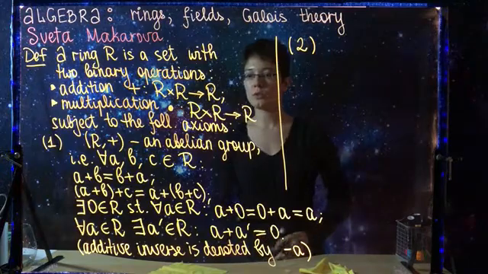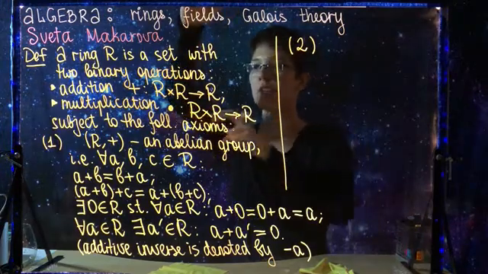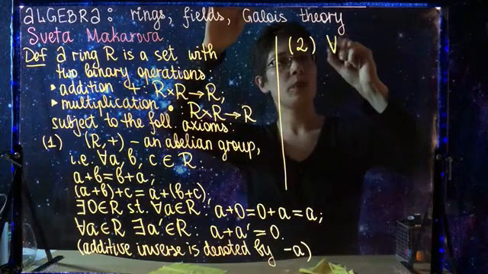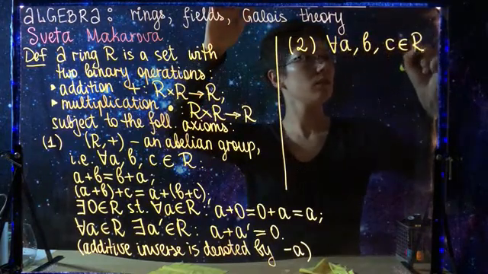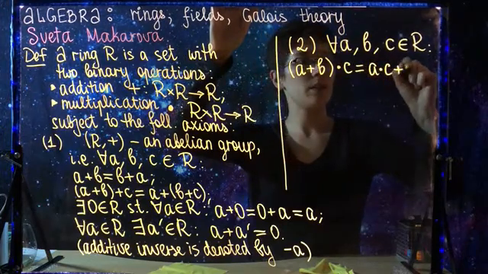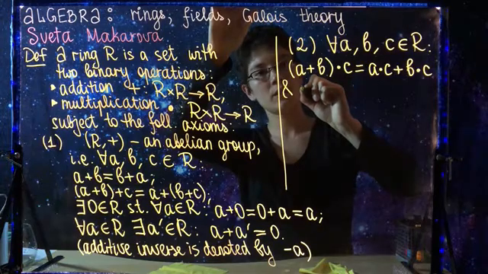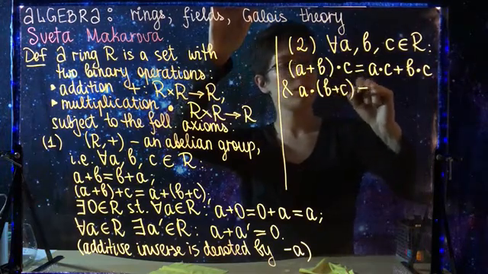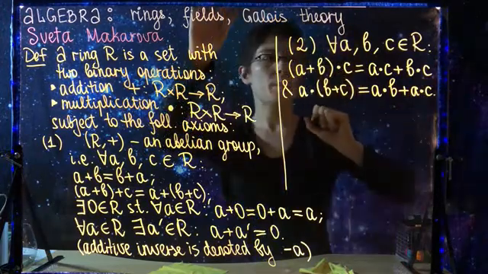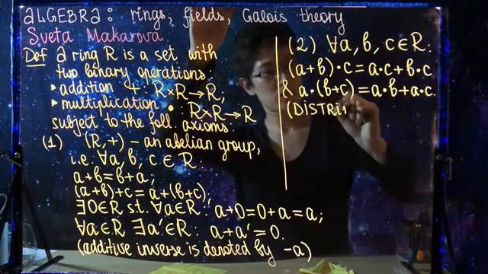And then we want to formalize the interaction between addition and multiplication. So we say that multiplication is distributive with respect to addition. So for every triple A, B, and C, A plus B times C is equal to A times C plus B times C. And similarly, A times B plus C is equal to A times B plus A times C. So this is called distributivity.